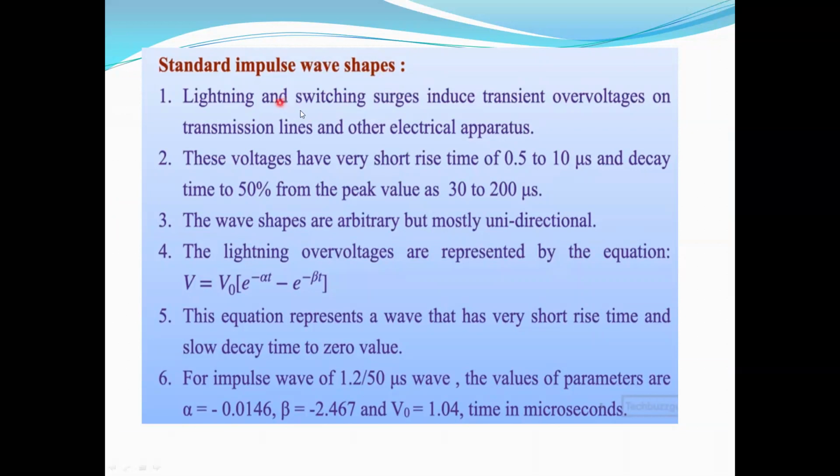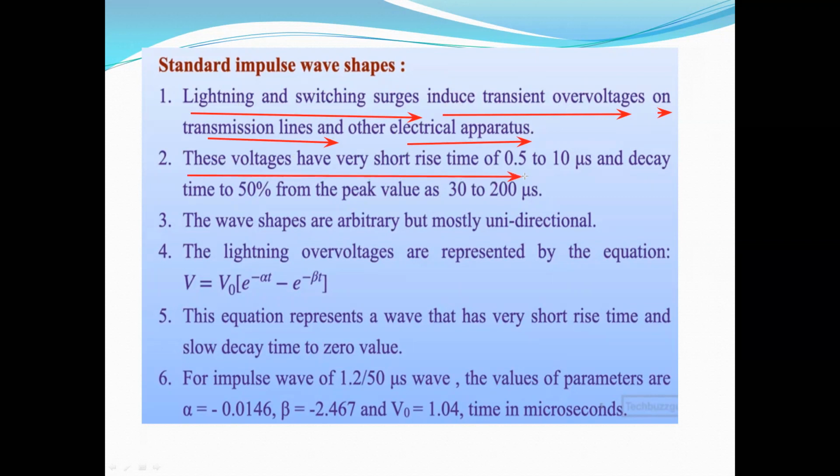Okay, so these are the different concepts under standard impulse wave shapes. First, lightning and switching surges induce transient overvoltages on transmission lines and other electrical apparatus. These voltages last a very short time, 0.5 to 10 microseconds.